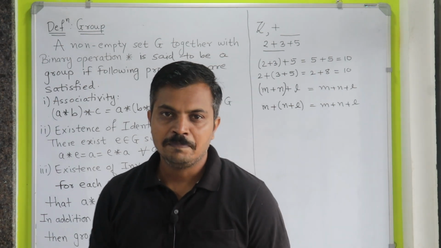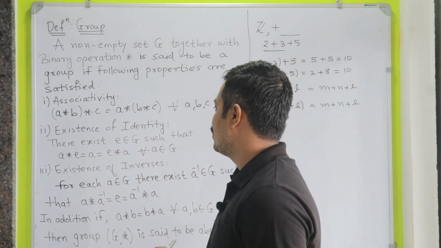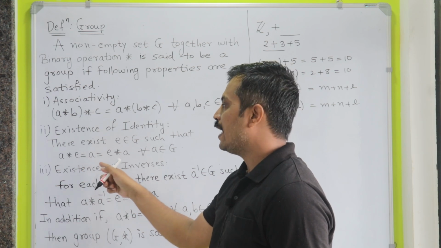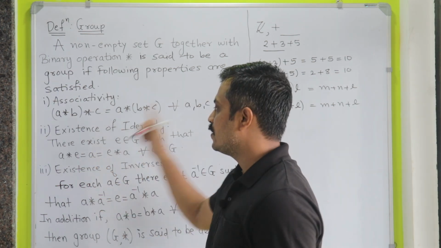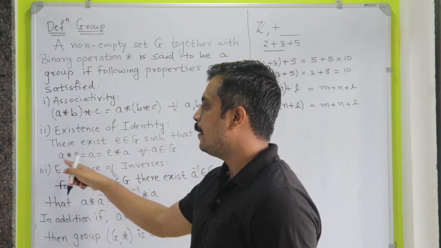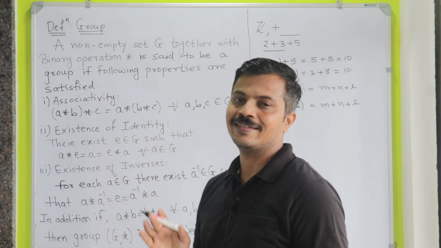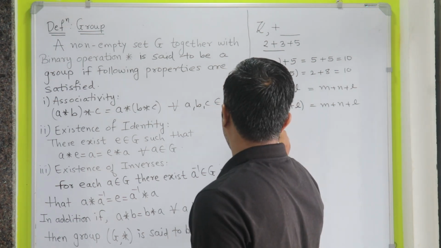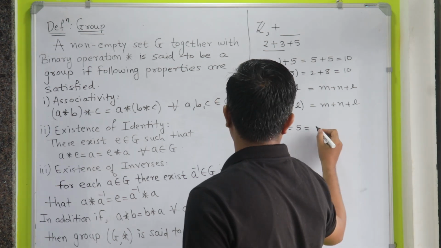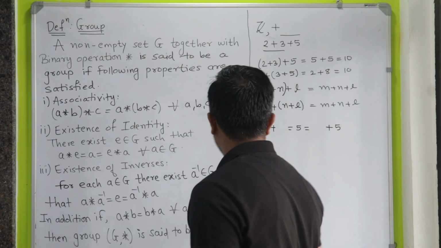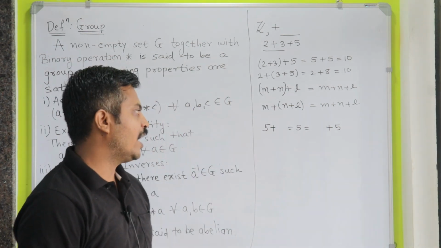Now talking about the next property, we should be able to find an element E in G such that A star E is equal to A, which is equal to E star A for all A belonging to G. In our case, star is plus, so our property will be A plus E equals A, which equals E plus A for all A belonging to Z, because our set G is Z. So we are trying to think of some element that should give us 5 back, that should again be equal to some element plus 5. Here I am taking a particular case so that it is easier to understand, and then we can generalize.